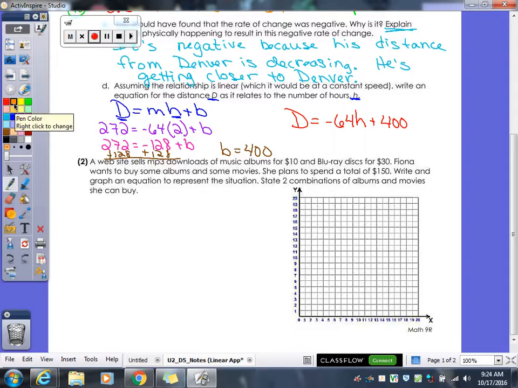All right, next one's an example using a graph. A website sells MP3 downloads of music albums for $10 and Blu-ray discs for $30. Fiona wants to buy some albums and some movies. She plans to spend a total of $150. Write and graph an equation to represent the situation, and then state 2 combinations of albums and movies that she can buy. So for this one, we are going to use x and y.